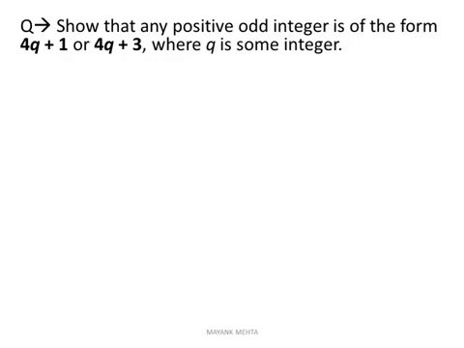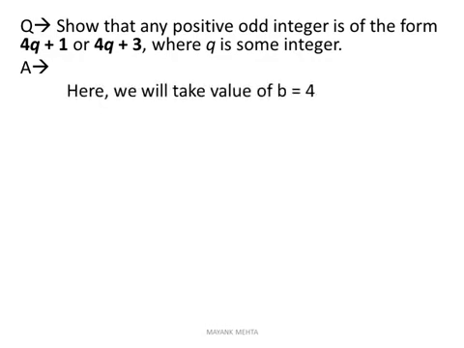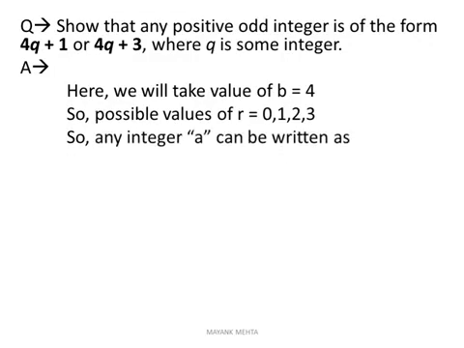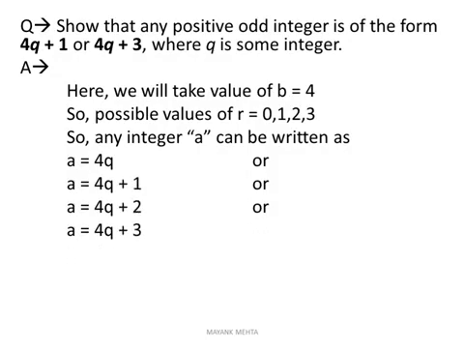That means we will need to select b is equal to 4. So let us take b is equal to 4. So any number can be written as a is equal to either 4q or 4q plus 1 or 4q plus 2 or 4q plus 3.